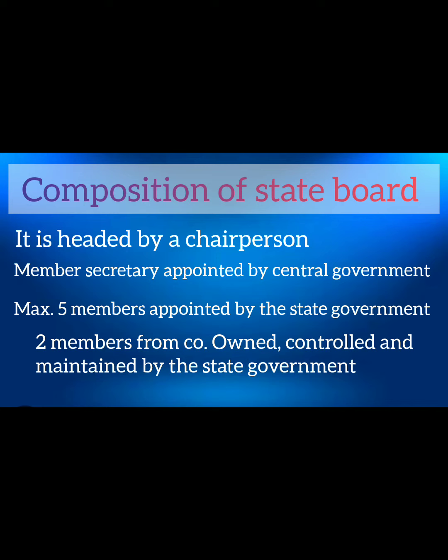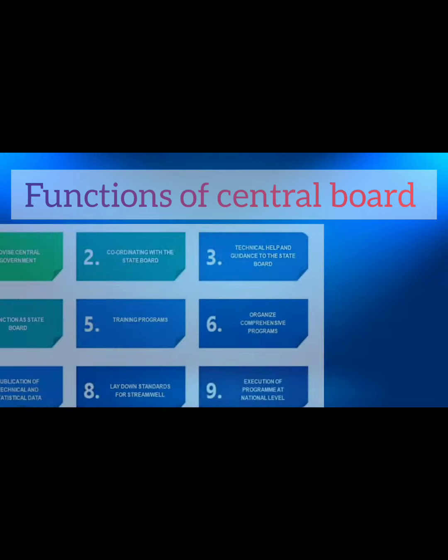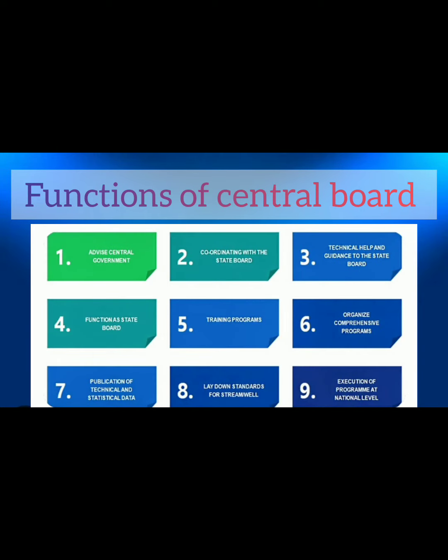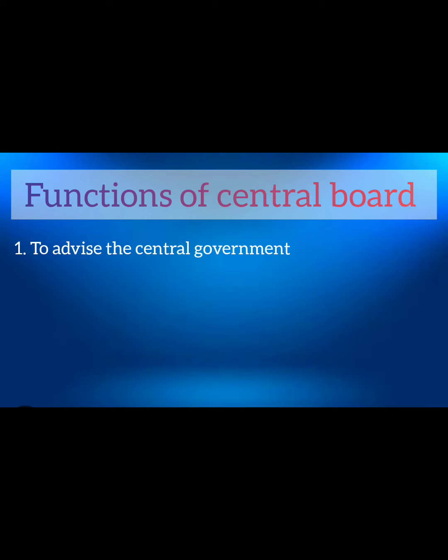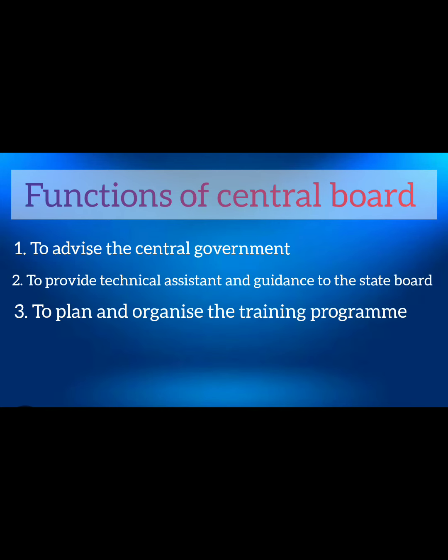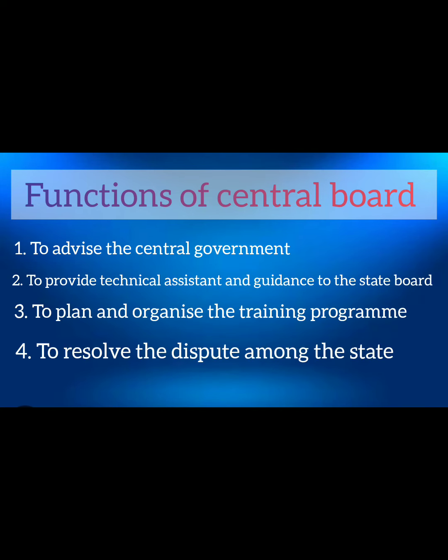Now let's see the functions of the central board. The first function is to advise the central government on any matter concerning the prevention and control of water pollution. The second is to provide technical assistance and guidance to the state board. The third is to plan and organize training programs in controlling and preventing water pollution. And the last function is to resolve disputes among the states. These are the four main functions of the central board, dealt with under Section 16 of this act.